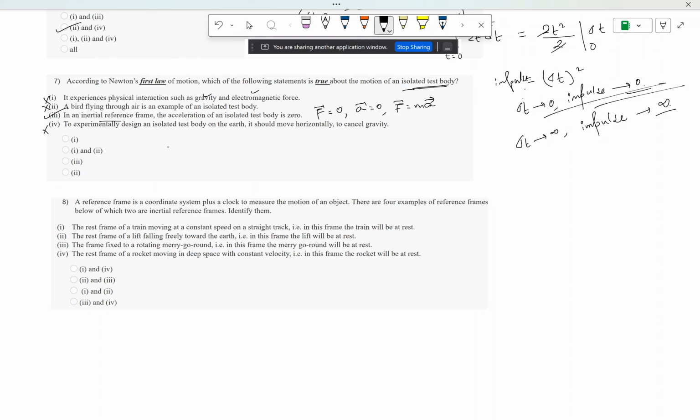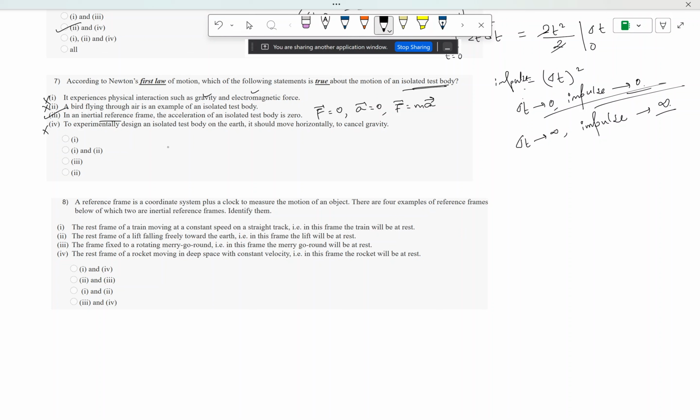Okay, so now question number 8 is that a reference frame is a coordinate system plus a clock to measure the motion of an object. There are 4 examples of reference frames below, of which 2 are inertial reference frames. Identify them. So out of these 4 options, you have 2 frames of reference which are inertial reference frames you have to identify.